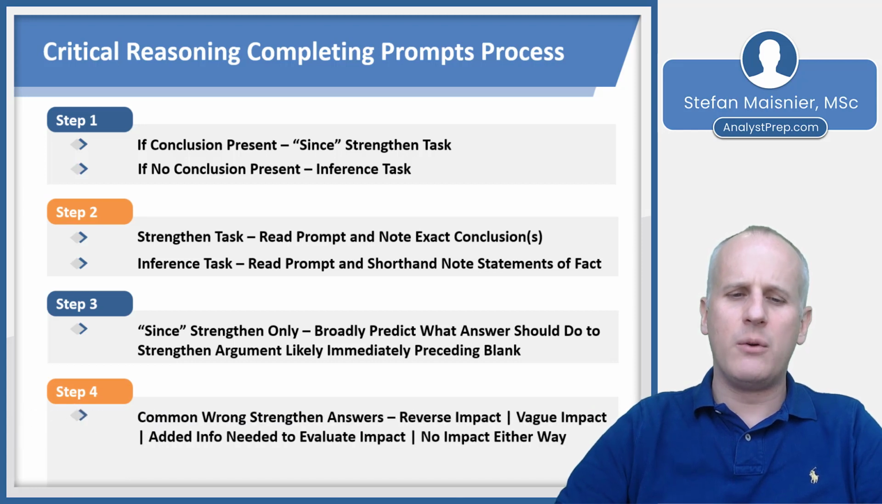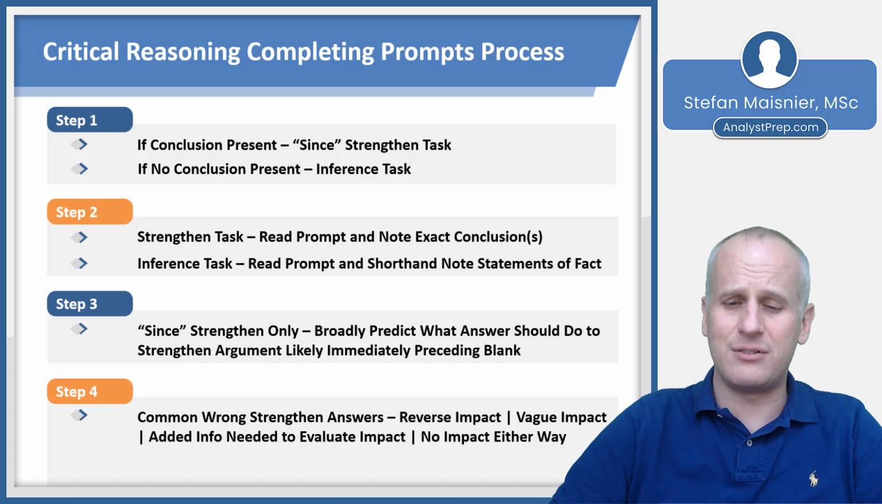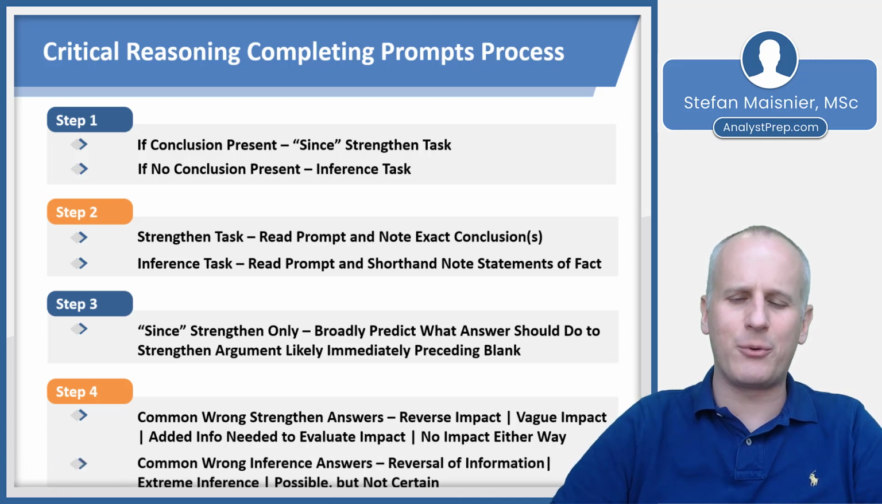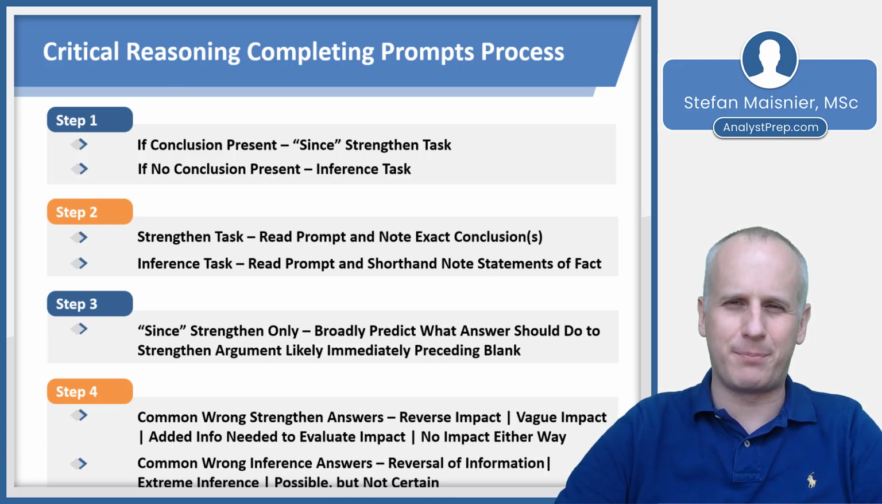And then step 4, you know that our common wrong strengthen answers are going to be our common wrong argument task answers. Reverse impacts, so in this case, weaken rather than strengthen. Vague impacts, additional information needed to evaluate the impact, and no impact either way. And then our common wrong inference answers are going to be reversals of the information. Something that goes too far is an extreme inference, and something that seems reasonable but isn't definitively certain, kind of like that example with the corporate interests pertaining to the Amazonian rural groups. We weren't sure, so that made it incorrect.